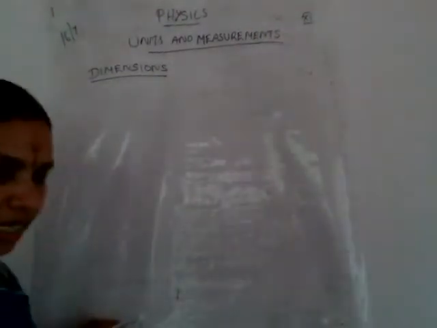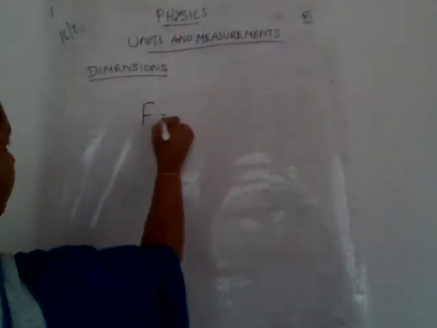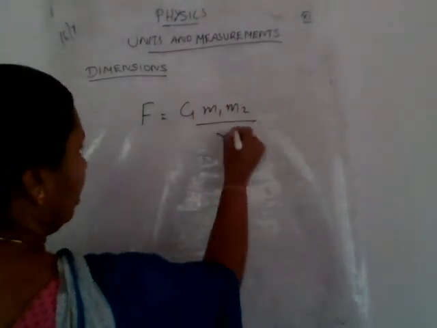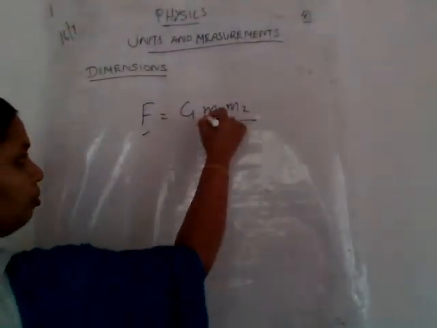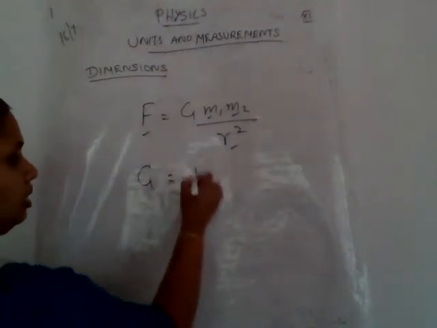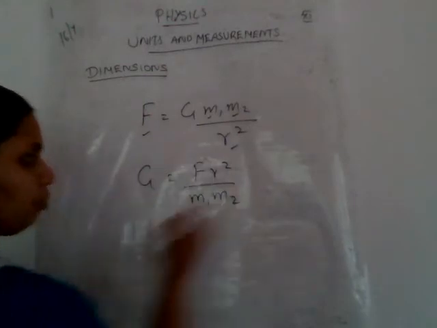So did you study the gravitational constant? The gravitational force, F is equal to G m1 m2 divided by r square. So here in this equation, force you know, mass you know, and r is the distance. So G, what is it? G is equal to F r square divided by m1 m2.